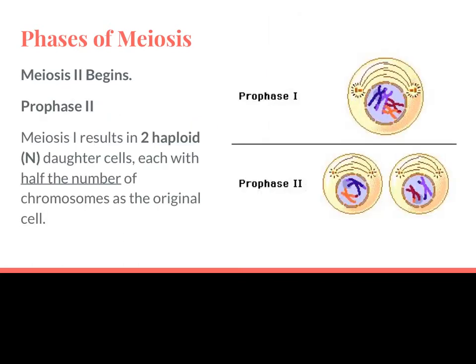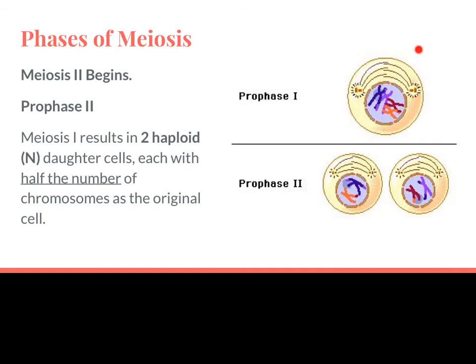From there, we go into what we classify as meiosis 2. We go through this process twice. Prophase 2: meiosis 1 results in 2 haploid (N) daughter cells, each with half the number of chromosomes as the original. As you can see here, we had 4 in prophase 1, and in prophase 2 now we have 2 cells with 2, or half of the chromosomes that were before.